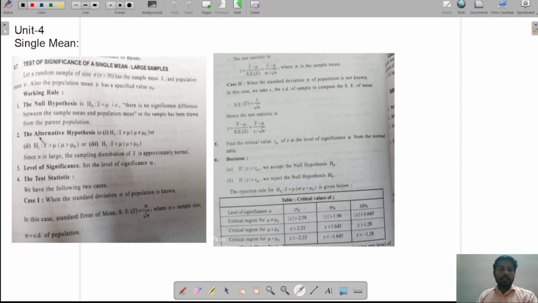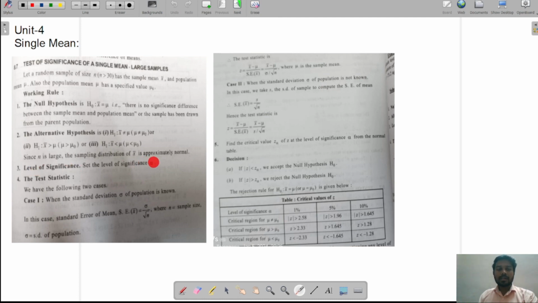Now the alternative hypothesis is the opposite of the null hypothesis. In the null hypothesis we wrote equal, x bar equal to nu. So in the alternative hypothesis we can say x bar not equal to nu, and we can also say x bar is greater than nu, or x bar less than nu. So there are three different forms of the alternative hypothesis: not equal, greater than, and less than. Now the level of significance, set the level of significance alpha.